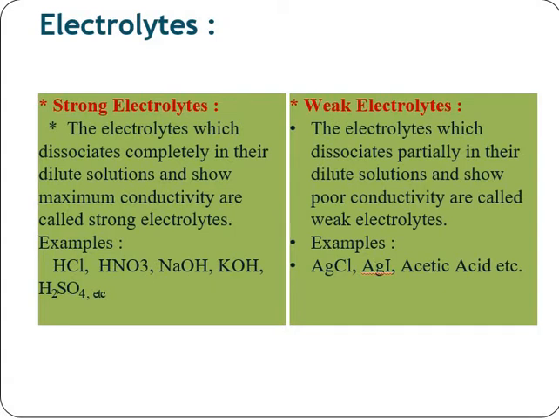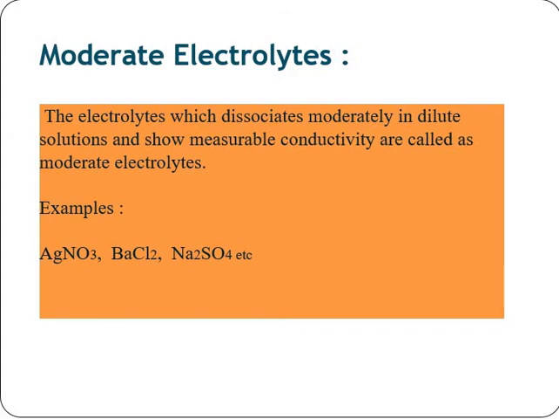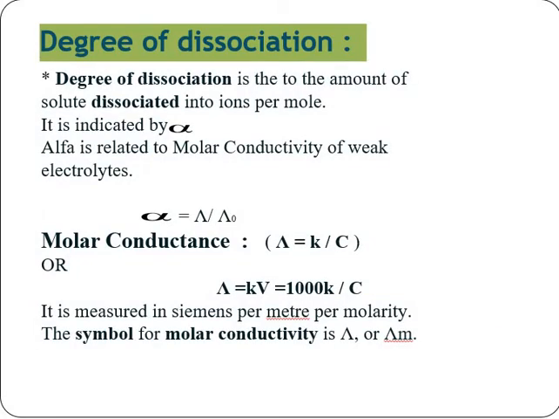Now, the third type is moderate electrolyte. The electrolytes which dissociate moderately in dilute solutions and show measurable conductivity are called moderate electrolytes. Silver nitrate, barium chloride, sodium sulfate. These are the examples of moderate electrolytes. Now let us see degree of dissociation.